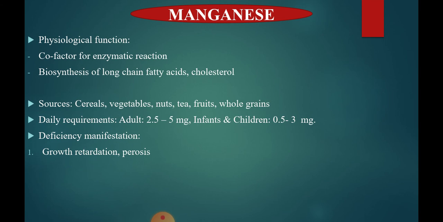Next trace element is manganese. Physiological functions: it is required as a cofactor for a number of enzymatic reactions, and required for the biosynthesis of long chain fatty acids and cholesterol. Sources for manganese are cereals, vegetables, nuts, tea, fruits, whole grains, etc. Daily requirement in adults is 2.5 to 5 mg per day. For infants and children it is 0.5 to 3 mg per day. Deficiency manifestation of manganese leads to growth retardation, reproduction problems, paralysis, that is bone malformation.